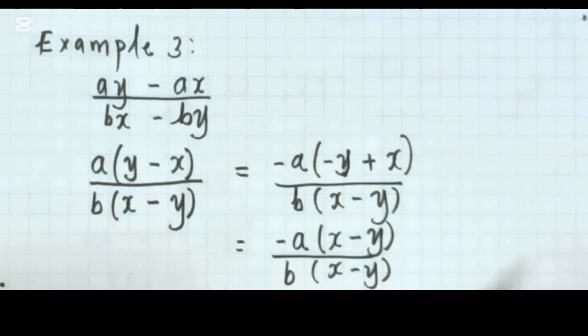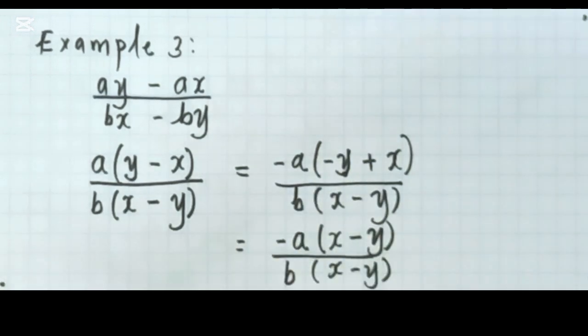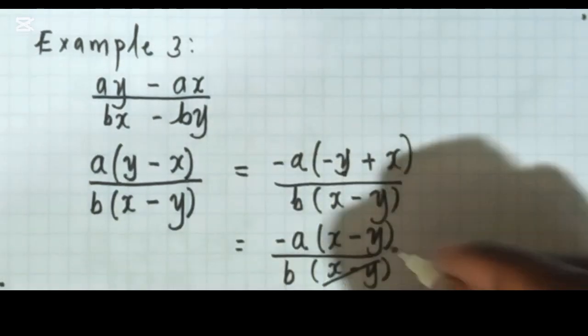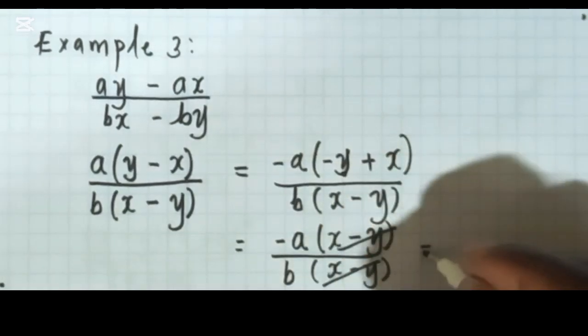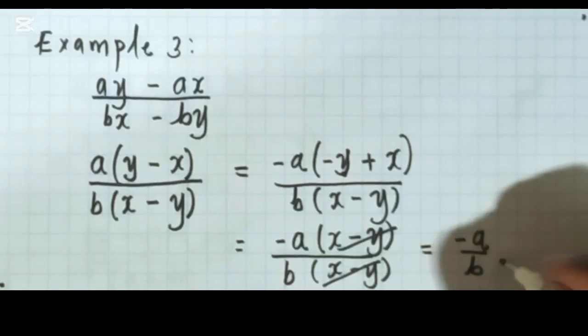And so I want you to note that now that we've rearranged it, the terms within the brackets are now the same. And so to solve for this, we'll just simplify the common factors out, and so our final answer will be -a all over b.